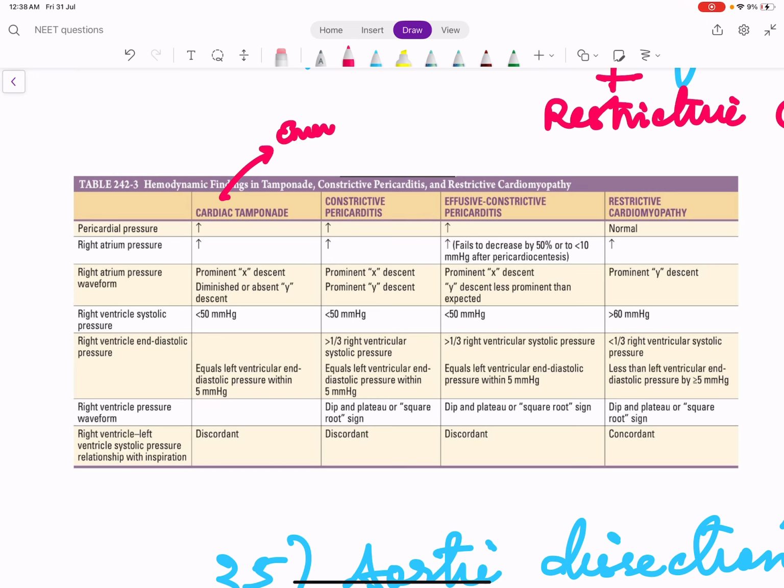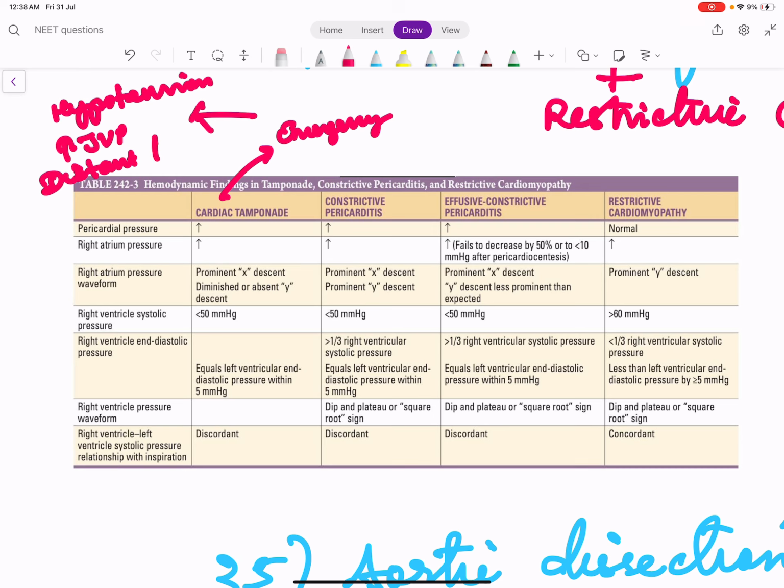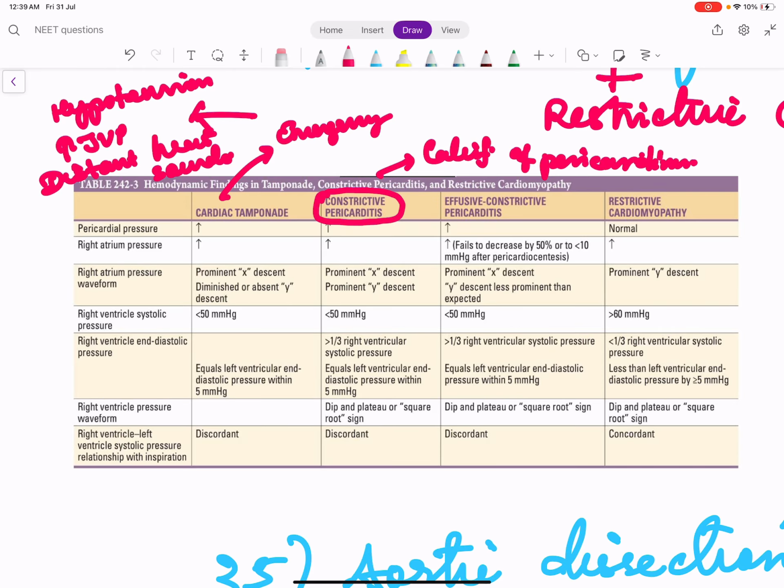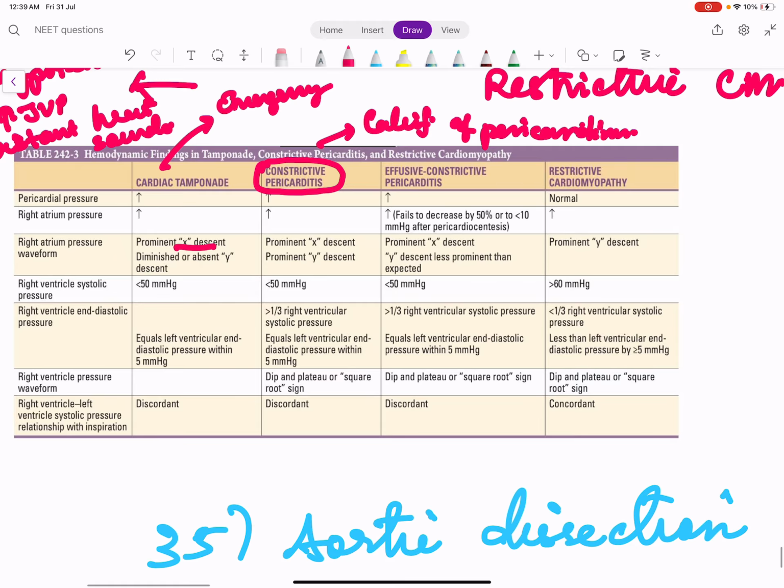This is the pathogenesis of cardiac tamponade. It is an emergency. Here the patient presents with hypotension, elevated JVP and distant heart sounds. The same presentation will occur in pneumothorax. Constrictive pericarditis is one type of chronic pericarditis where there will be calcification of the pericardium. Example, tuberculosis. So the main important thing is what happens to the X descent and what happens to the Y descent.